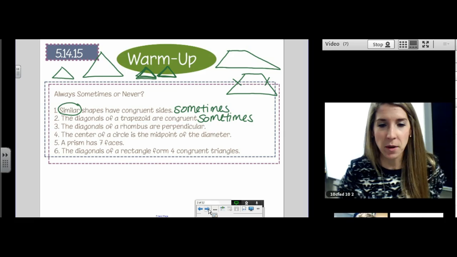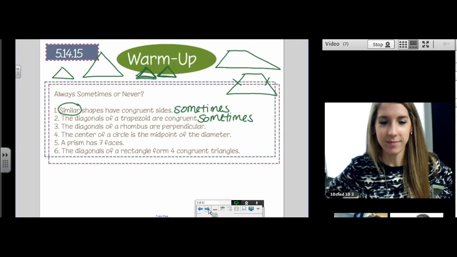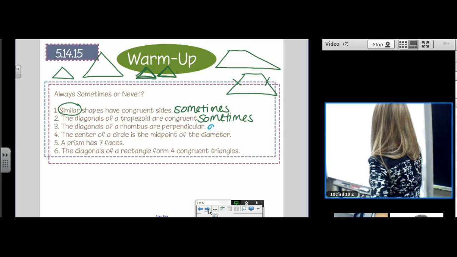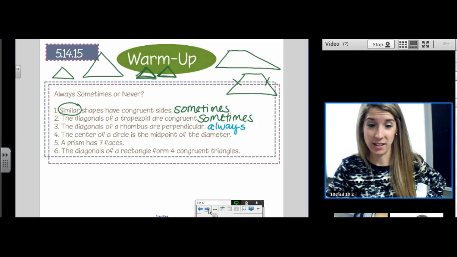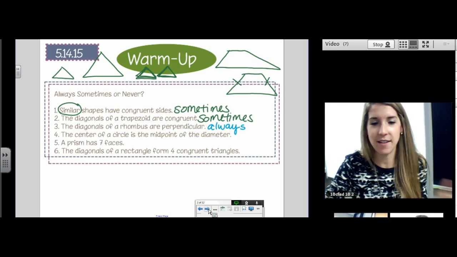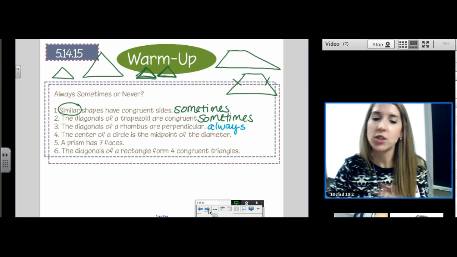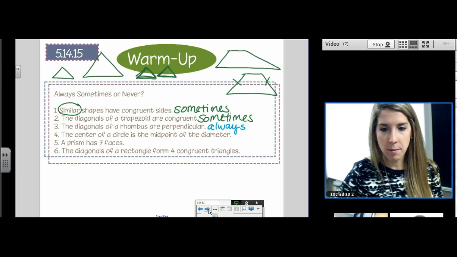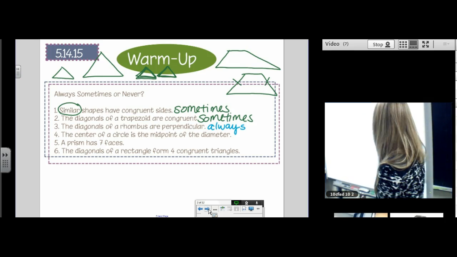Okay? Number 3, the diagonals of a rhombus are perpendicular. Good. That is a trait of a rhombus. That is a property. So when something is a property of a shape, then the answer is always. Like, I am a girl. That is a property of me. That's never going to change. I am female. And so if it's a property of a shape, a characteristic of a shape, it would be always. Number 4, the center of a circle is the midpoint of the diameter. Good. Always. That one's easy.